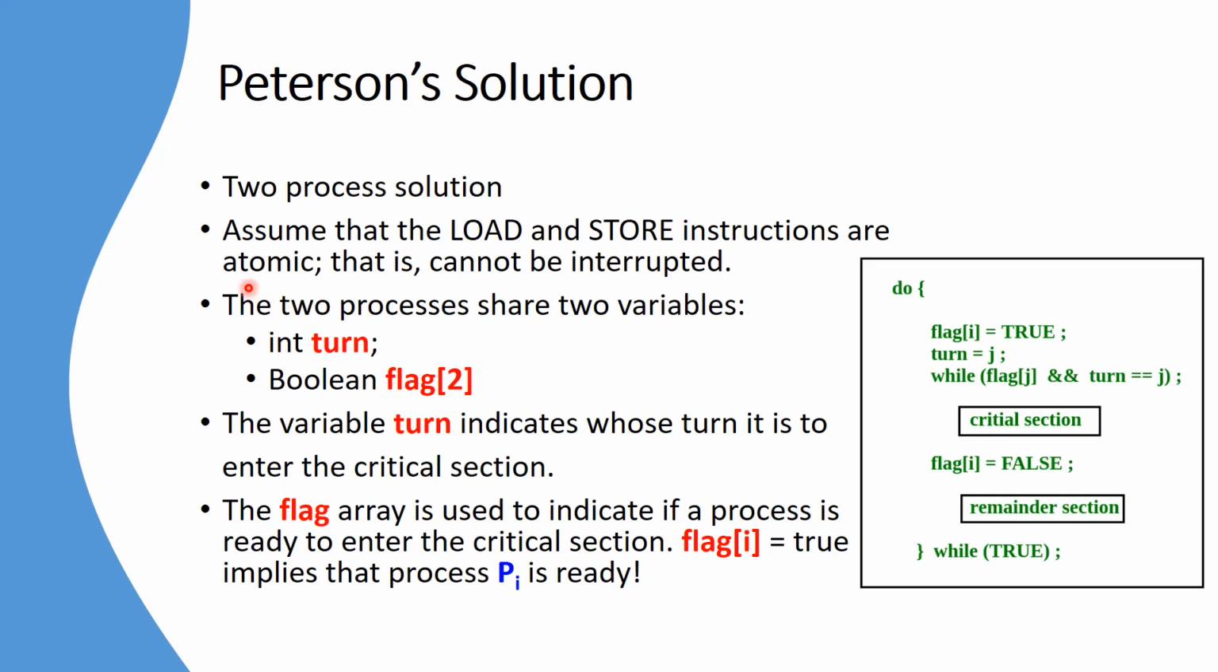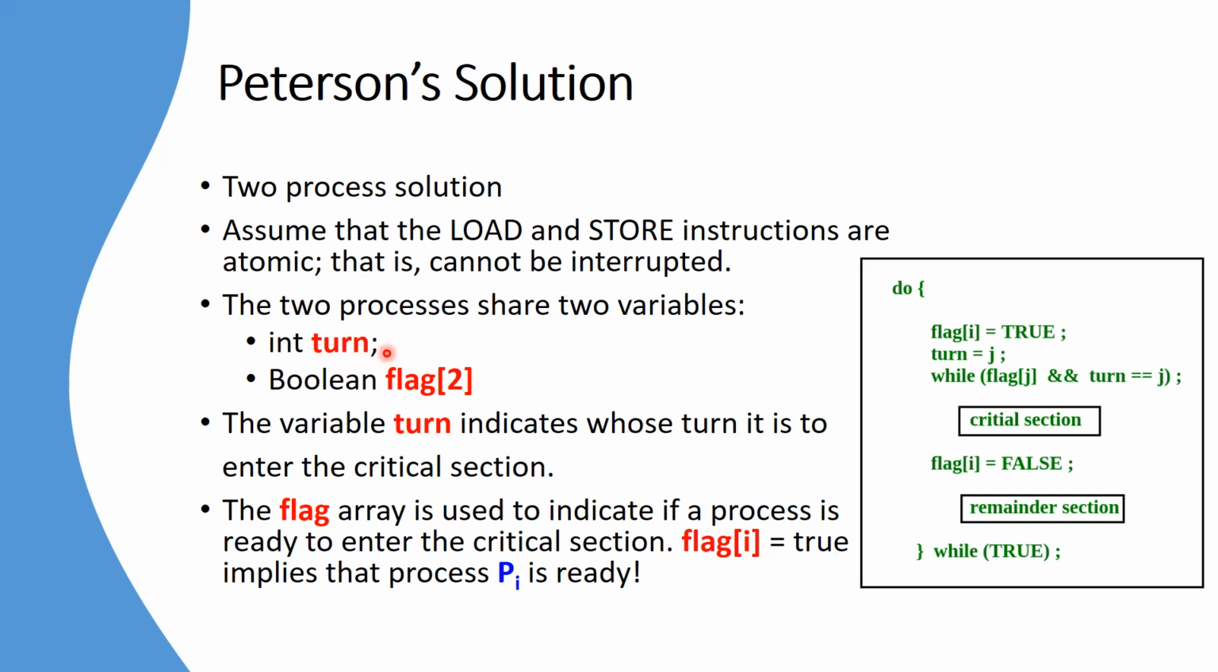So while we are reading the data, it cannot be interrupted in between. While we are writing or storing the data, it cannot be interrupted. The operation or the instruction cannot be interrupted in between. So that is the basic criterion of atomicity we have to consider for Peterson solution. In the Peterson solution, we have two variables. One is called turn and the other is a flag array. Turn indicates the process whose turn it is to execute in the critical section.